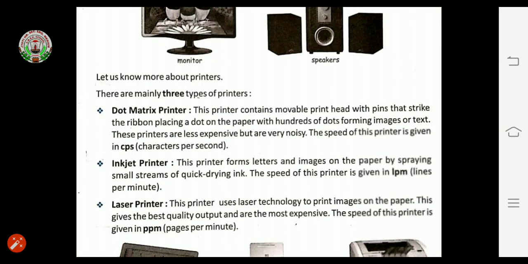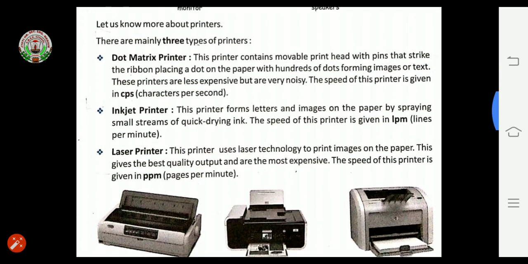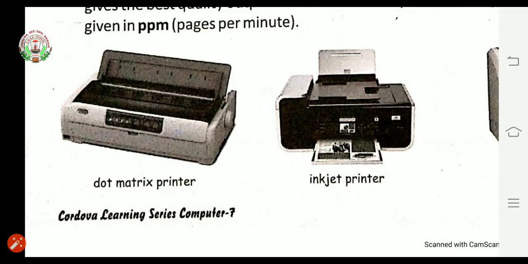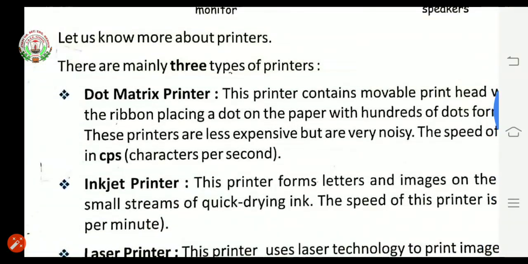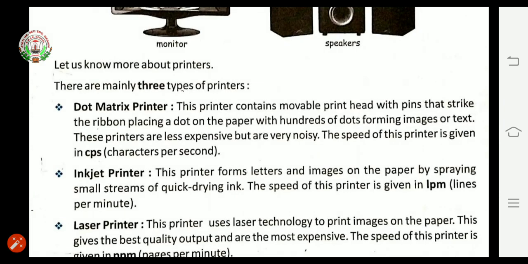Now there are mainly three types of printer: dot matrix printer, inkjet printer, and laser printer. First I am going to explain the dot matrix printer. This is the dot matrix printer, you can see. This printer contains a movable print head with pins that strike the ribbon, placing a dot on the paper, with hundreds of dots forming images or text. So this printer helps us have that image or text on paper.